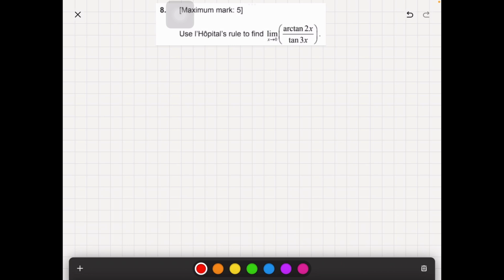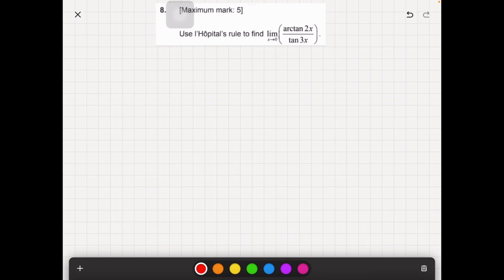In this video, I will be going over question 8 of the 2021 TZ1 IB exam. The question states, use L'Hopital's rule to find the limit as x goes to 0 of arctan 2x over tan 3x. Because the question explicitly says to use L'Hopital's rule, we'd better use it. First of all, when we're using L'Hopital's rule, the first thing we check is if it's in the form 0 over 0 or infinity over infinity.